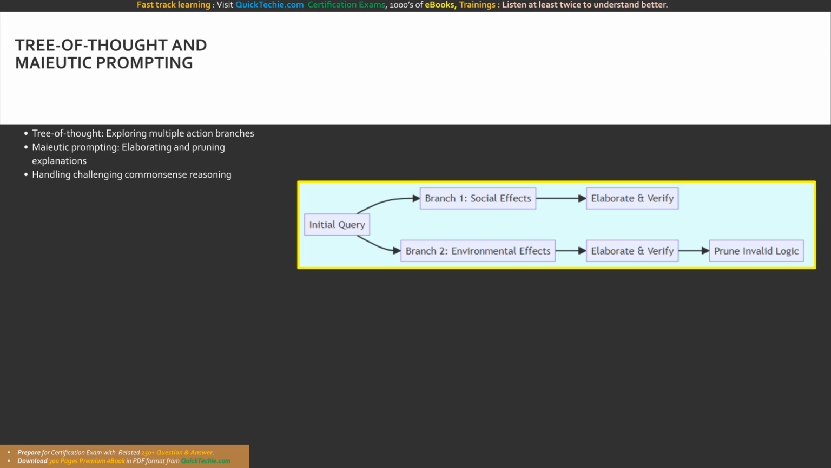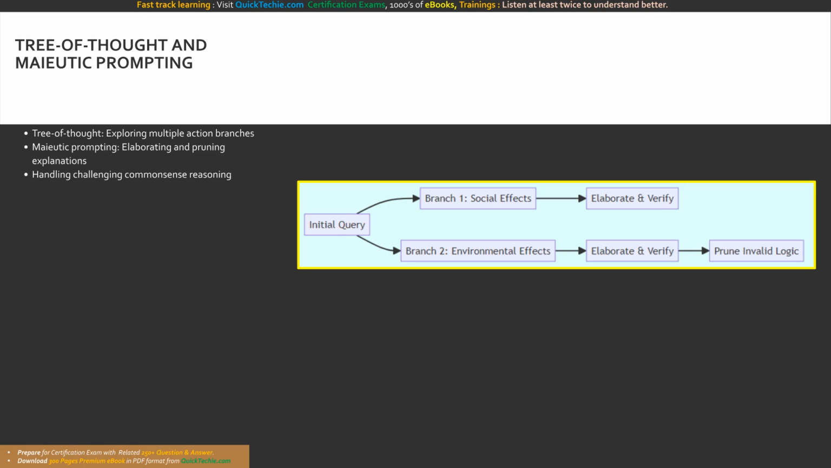Trees that offer wrong explanations are removed, or if they are right, they are pruned to focus the logic. This significantly enhances the performance of the model in challenging common sense thinking tasks. For example, if asked, what are clouds made of? It answers water droplets or ice crystals, and then maieutic prompting forces it to independently verify and expand upon the definitions of droplets versus crystals, ensuring absolute factual rigidity.